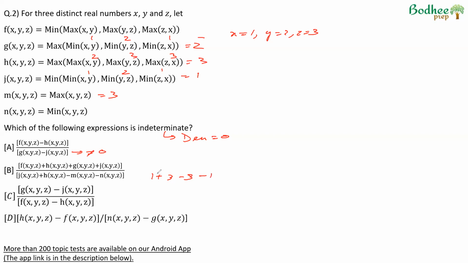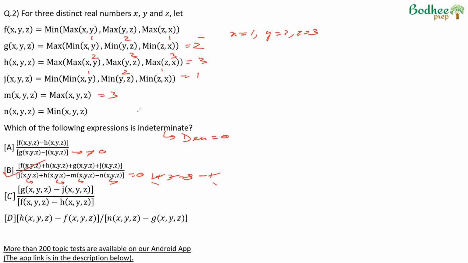As you can see in this case, we will always get the minimum value of the 3 in g and n, and the maximum value of the 3 in h and m. They will always cancel out and give a 0 in the denominator. So option B becomes indeterminate.